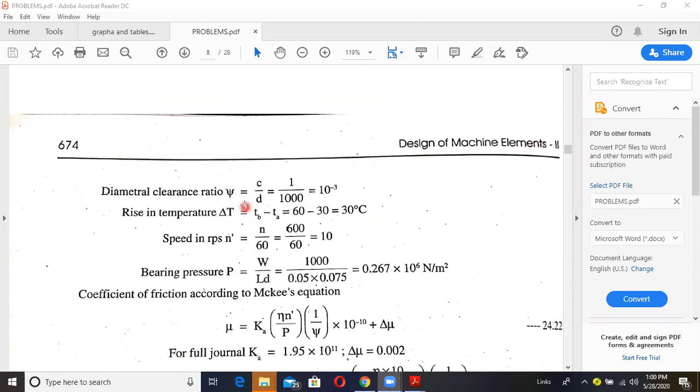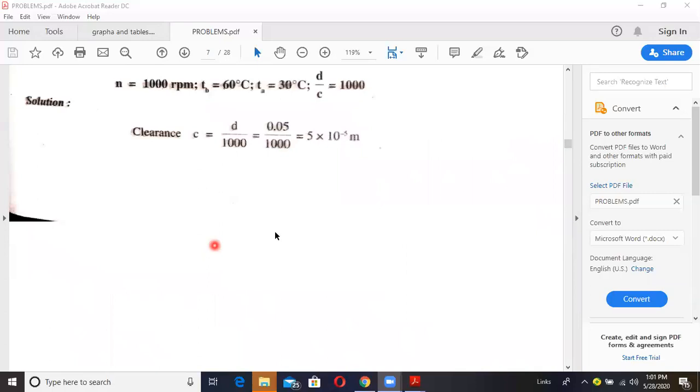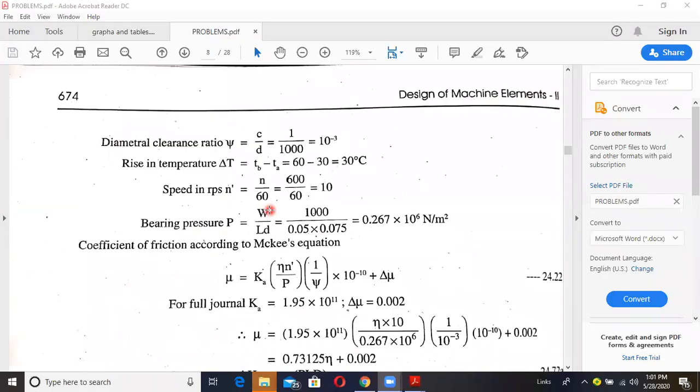Next, we are going to calculate another unknown, that is the rise in temperature, delta T. That is nothing but the difference between the operating temperature and the ambient temperature. They have given the operating temperature as 60 minus 30, so we will get the rise in temperature. Next, other unknowns we are going to calculate are N dash and P. These are the basic unknowns we are going to calculate for each and every problem if they are not given in the question.